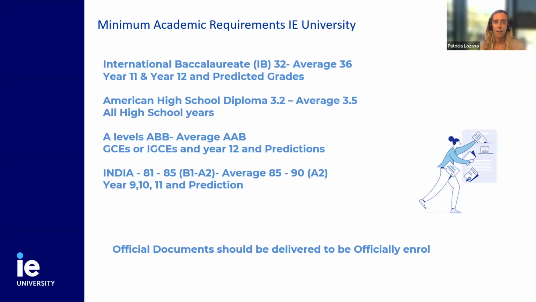There you have also which are the academic years that they have to deliver. So if they are studying in the Indian educational system, they have to present the transcripts from year 9, year 10, year 11, and their predictions. GCSEs, if they are coming from the A levels, all the high school years, if they are coming from the American high school system, and the year 11 and year 12, and their predicted grades when they are applying with the IB.